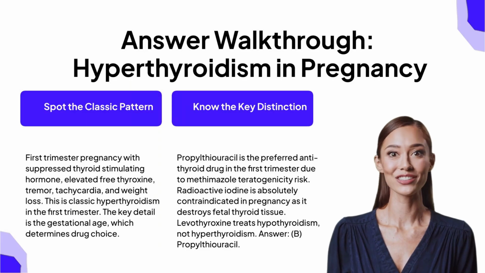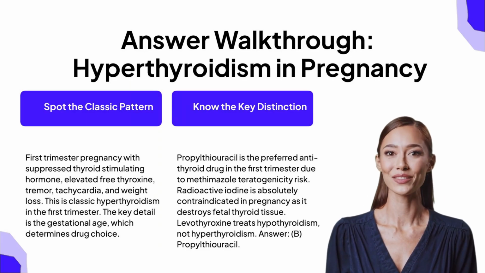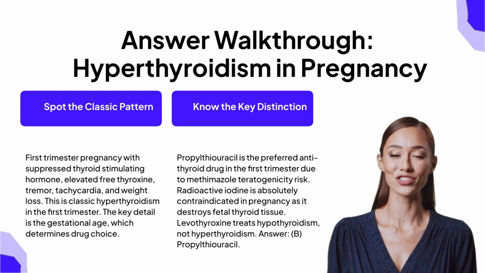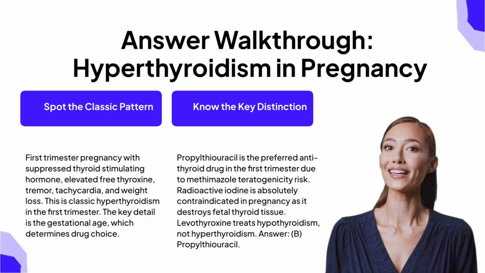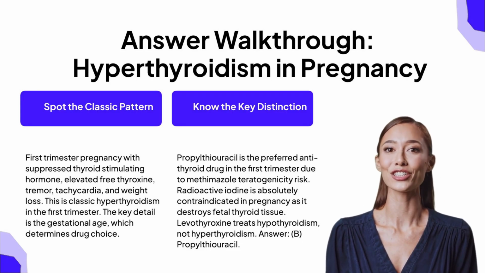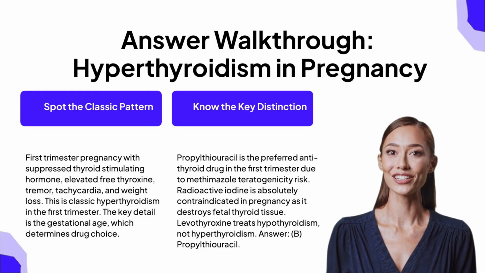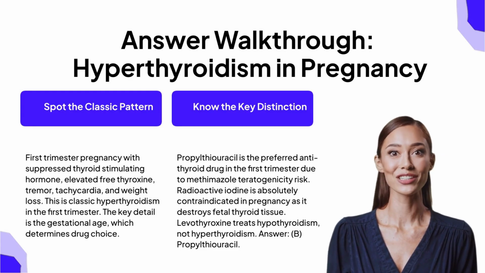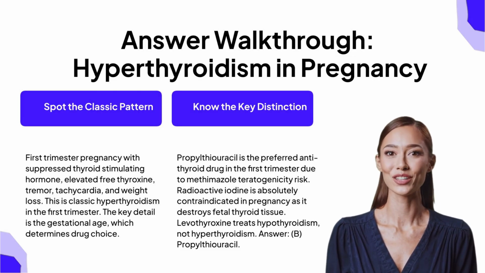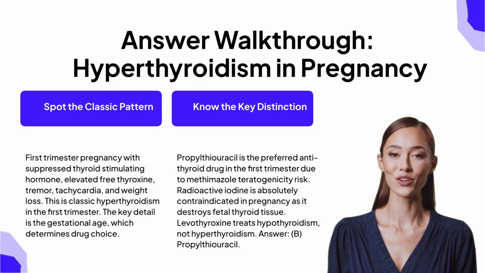Let us walk through this. First, spot the classic pattern. This is first trimester hyperthyroidism with suppressed thyroid-stimulating hormone, elevated free thyroxine, and classic symptoms. The gestational age of 8 weeks is the critical detail. Second, know the key distinction. In the first trimester, propylthiouracil is preferred over methimazole because methimazole is associated with teratogenic effects.